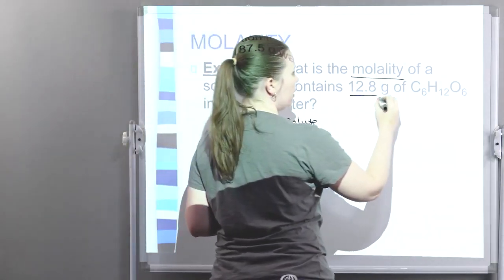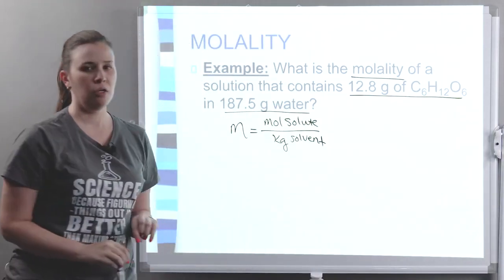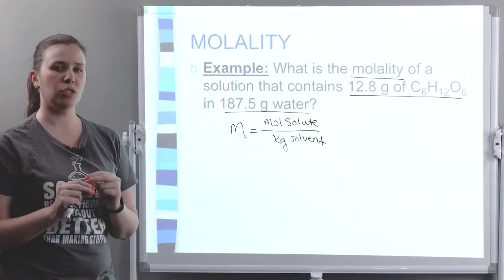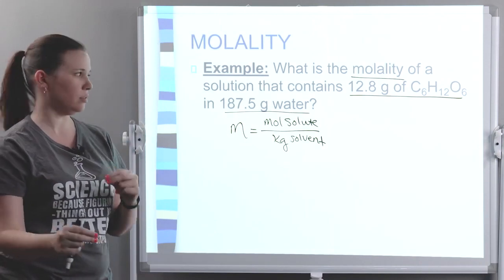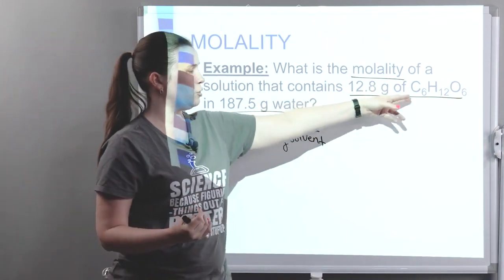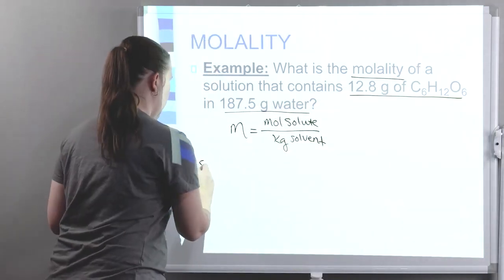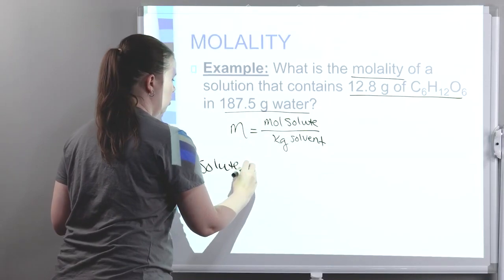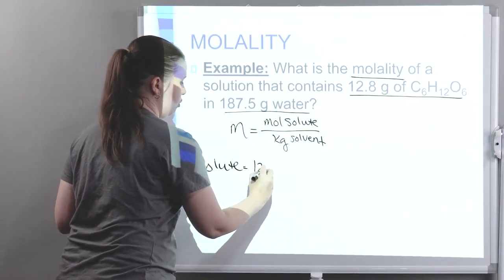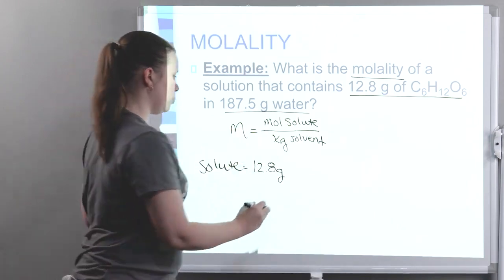It gives me the mass of a sugar and the mass of a water. So the first thing that you want to decide is which one's the solute and which one's the solvent. Water is our universal solvent, and sugar is what's being dissolved by the water, so that would be our solute. So for the solute, we're going to take our 12.8 grams, and we need to convert it into moles.